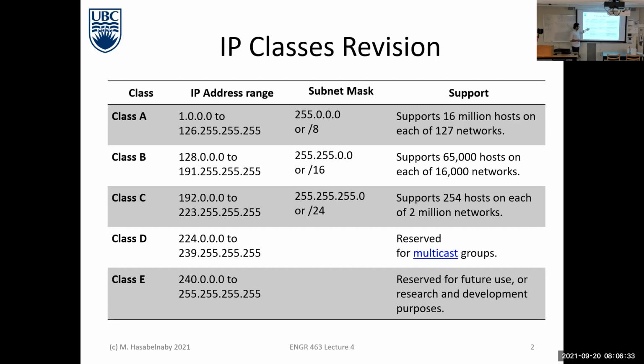For class C, the first 3 octets are allocated to the network part, and the last octet is allocated to the host part. Okay, so the number of ones here is 3 multiplied by 8, equal to 24. So we can write the mask as /24. Okay, and the number of hosts is 2 power 8 minus 2, so it can support 254 devices. So we can use it for small networks. And we have class D, used for multicast transmission, and class E is reserved for research and development. Okay, this was a revision about IP classes.